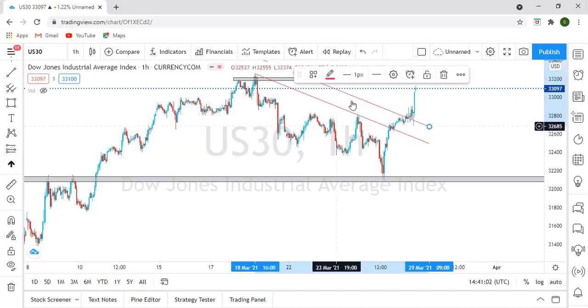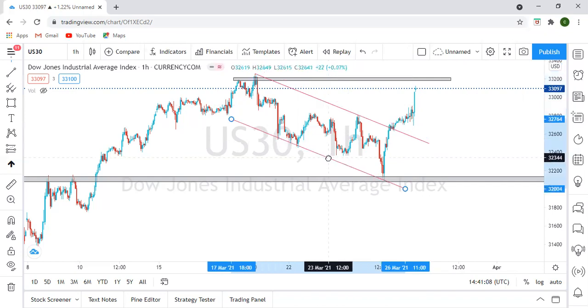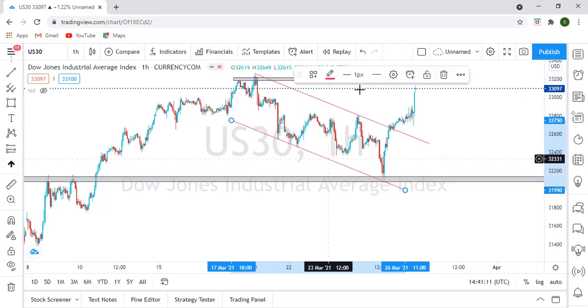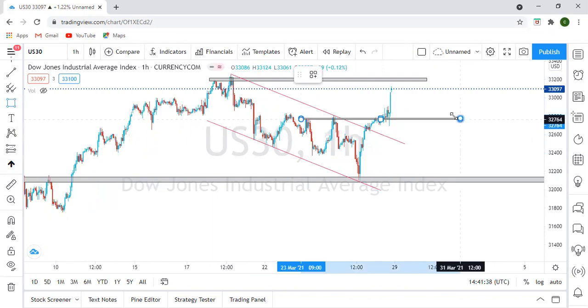We had this falling channel on US30 which was broken, and then it came and respected the channel. It came back for a retest before it went to the upside. So this is what we see on US30. This was our resistance trend line, and this was our support trend line. We did manage to get a break on US30, and then it came back for a retest on our support areas. So here was our support area.